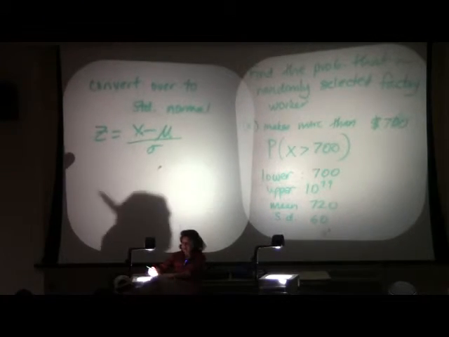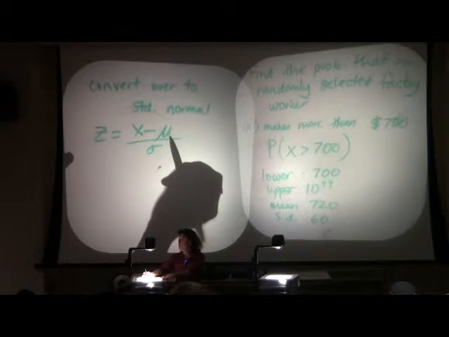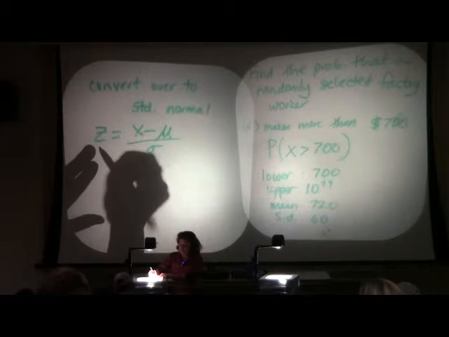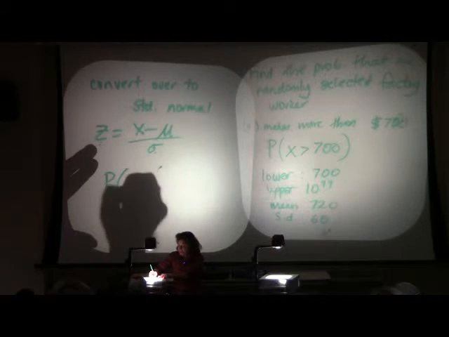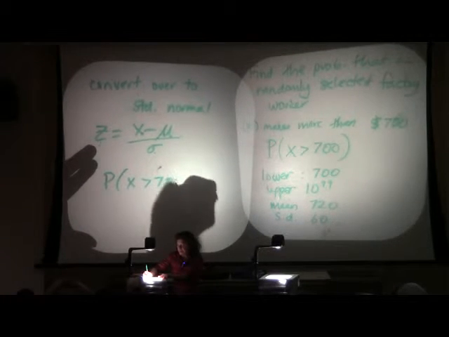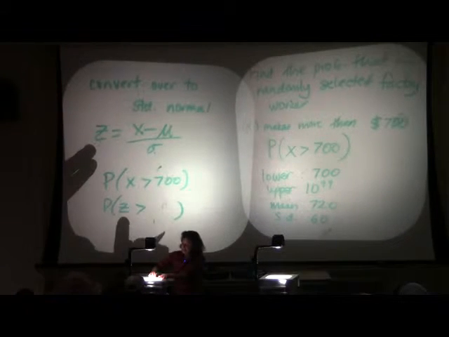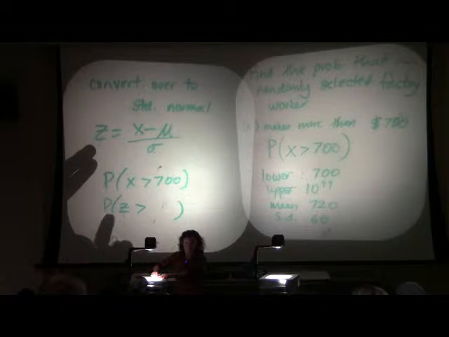Z equals x minus mu over sigma. Remember, your mu is your mean, and your sigma is your standard deviation. You guys remember that from Wednesday? All right, so essentially, what I need to do is find my z value. You see, we want to find the probability that x is greater than 700. I need to find my z-score for that. Remember, your z-score talks about how many standard deviations you are from the mean.